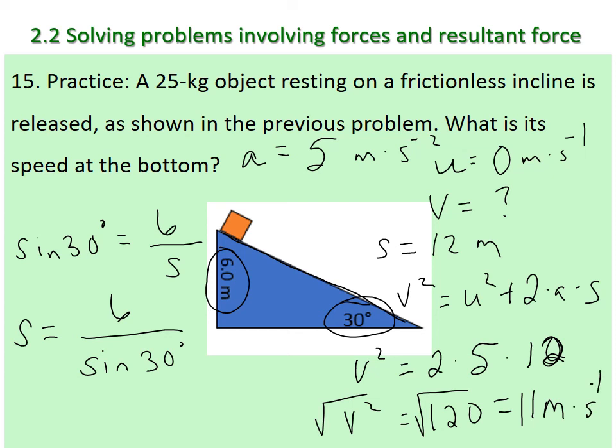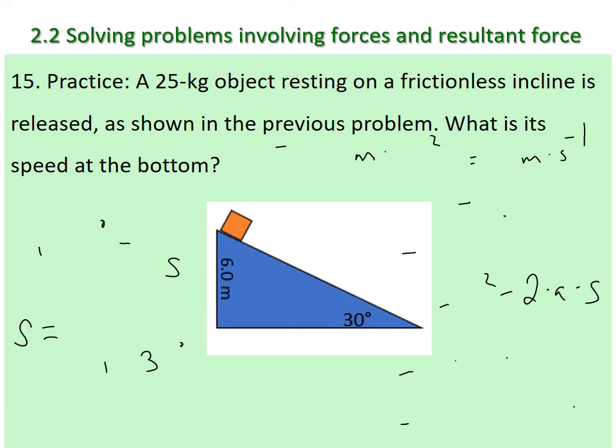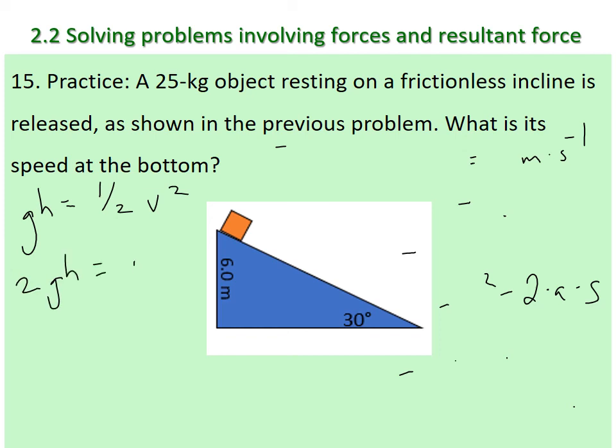Okay, and let's see. If you did mgh equals 1/2 mv squared, let's just check, as I like to do. Double check. So gh equals 1/2 V squared. 2gh equals V squared. 2 times 10 times 6 equals V squared. That is the same thing. 120 equals V squared. Cool. So either way, the math checks out. Moving on to practice problem number 16.